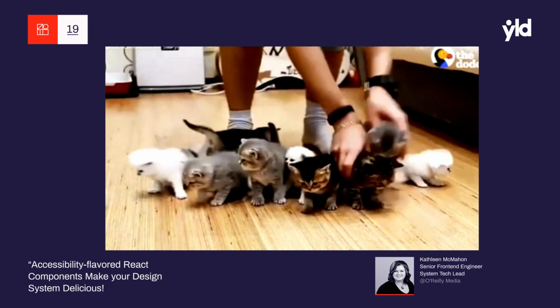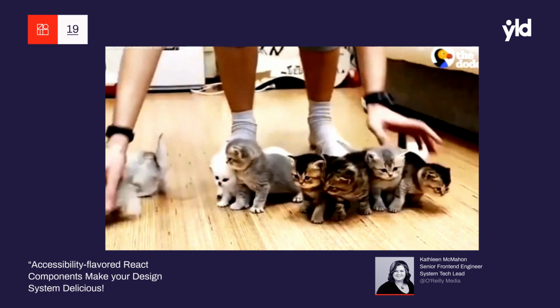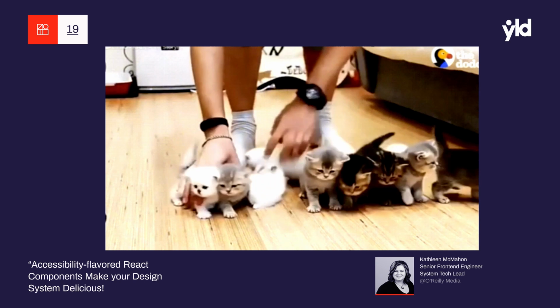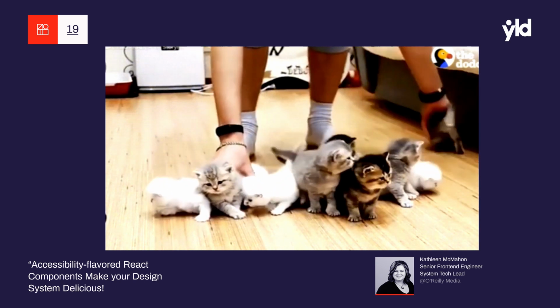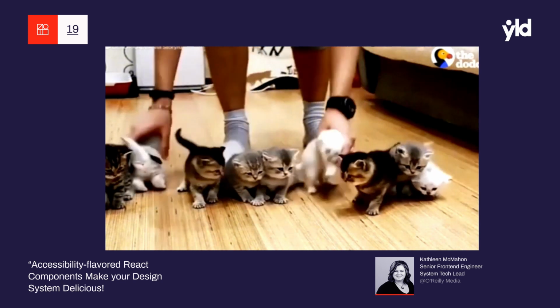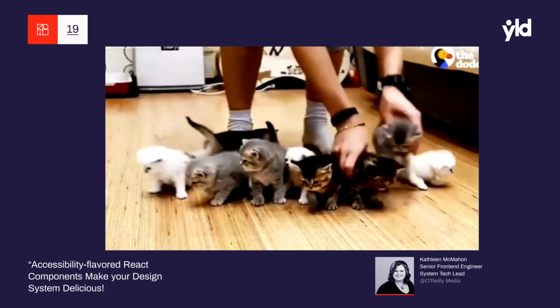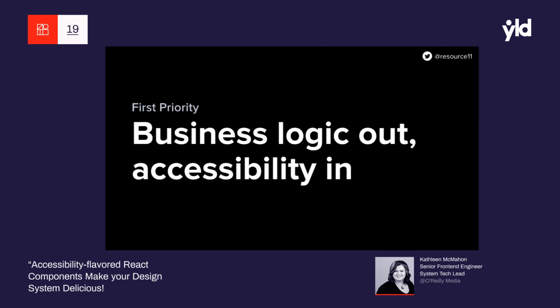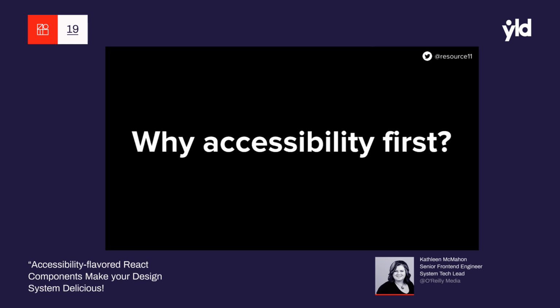We had the benefit of 2 contractors joining us for the first 3 months of our reboot, but in essence, we've had a core team of 3 to 4 people. And so we've had to be very strategic in what we choose to tackle first, which is tough with so many moving parts in a design system. So our first priority, business logic out, accessibility in. Fix our colors, our components, our patterns, and reboot our docs.